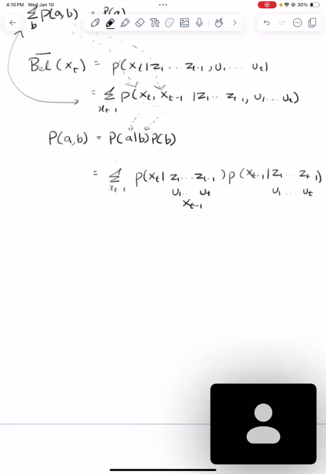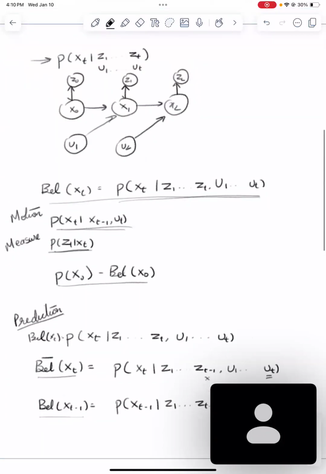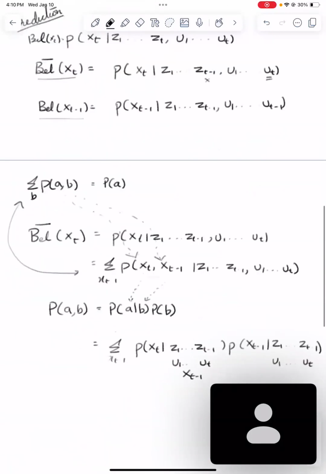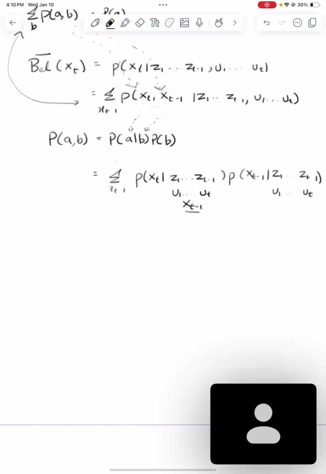Well, we saw that the Markov property says that in this model, xt plus 1 is independent of xt minus 1. Which means that given xt minus 1, xt is independent of everything else in the past. So we can write this now as the sum over xt minus 1 of P of xt given ut and xt minus 1, times P of xt minus 1 given z1 to zt minus 1 and u1 to ut.